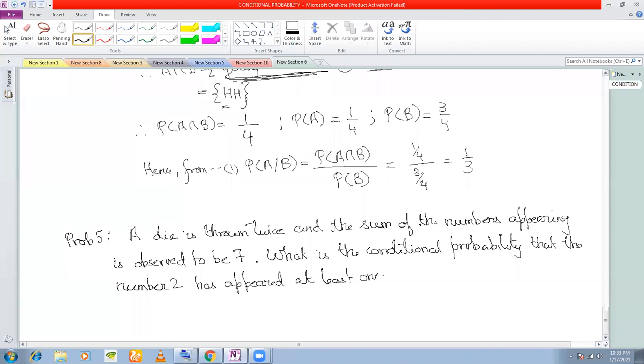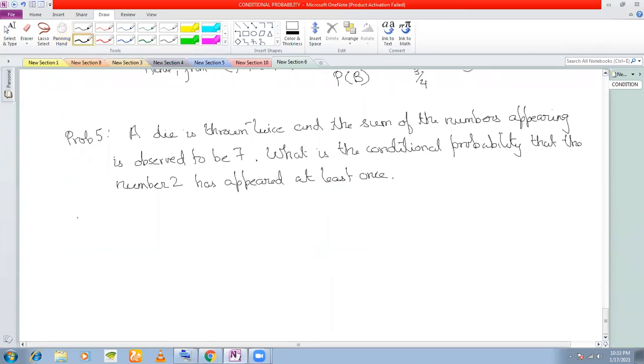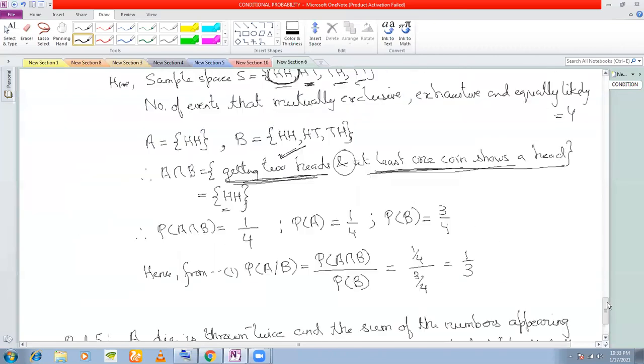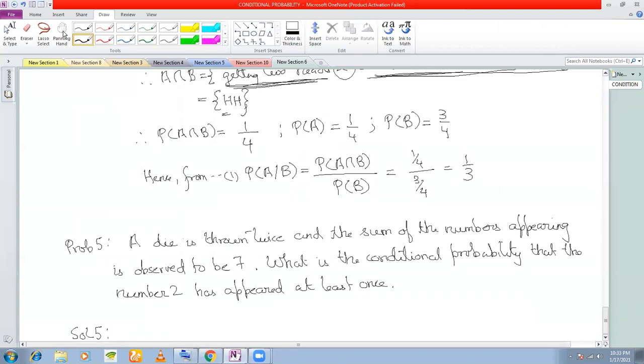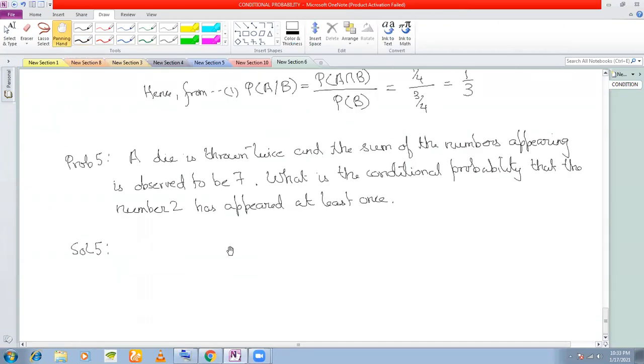Now see, here the structure of the sentence is a little different. You have to get used to this kind of structure also. Here the question was very direct. In the first one, the question was to find the conditional probability of getting 2 heads, first part given, and the second part was also given in the same question. But here, the event that has already occurred is given separately, and the question is given separately.